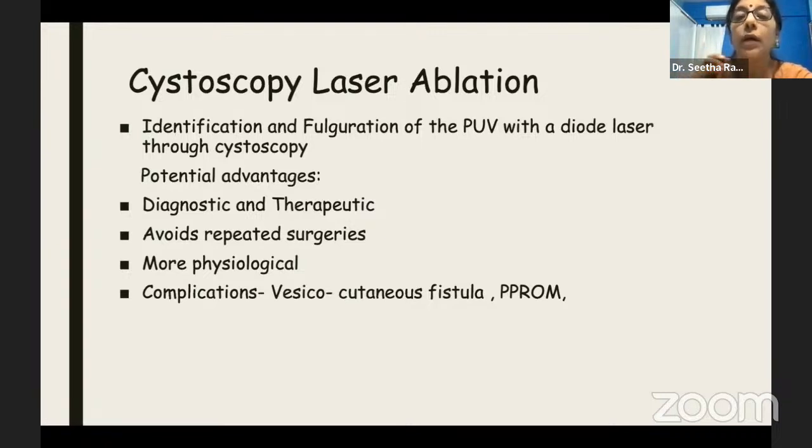So now the next option is the cystoscopic laser ablation, where you go through a cystoscope, identify the posterior urethral valve, so it becomes diagnostic as well as therapeutic, and you fulgurate the valve with a diode laser through the cystoscope. Obviously it is more physiological, it avoids repeated surgeries, but there are some rare complications like the vesicocutaneous fistula, and of course the risk of preterm birth and premature rupture of membranes.